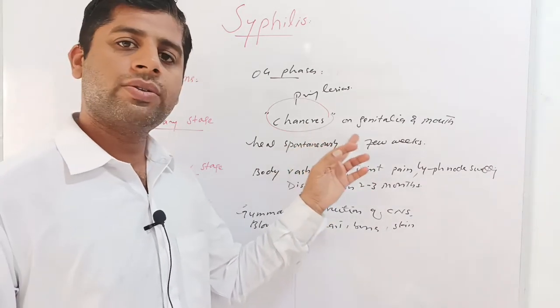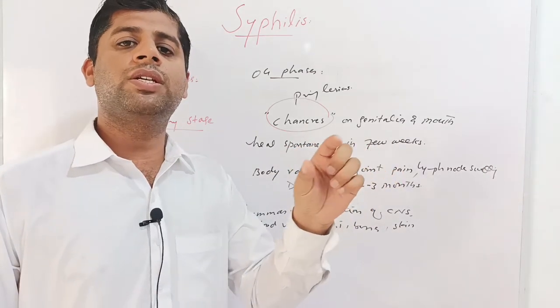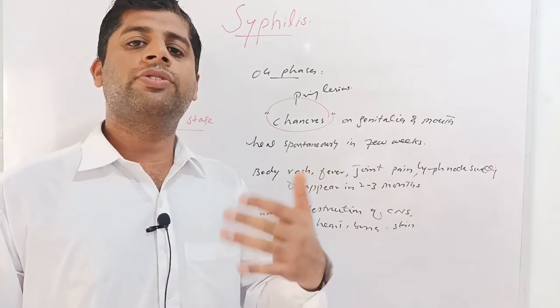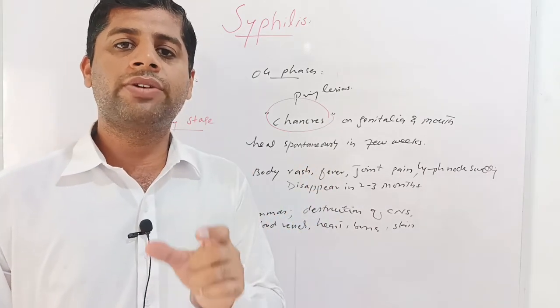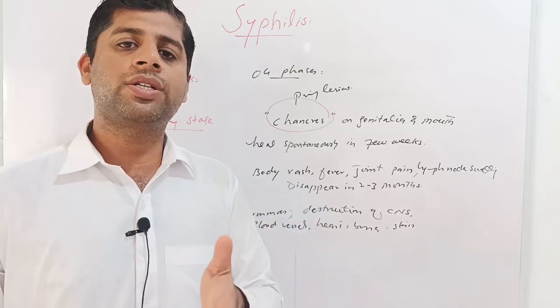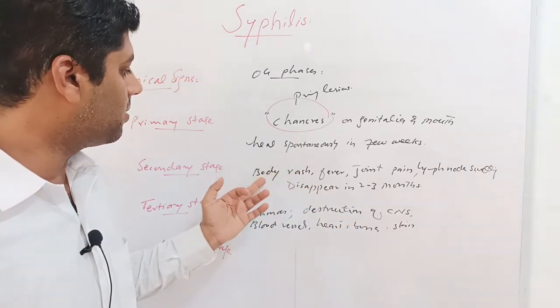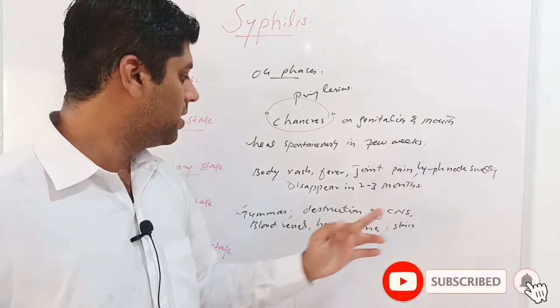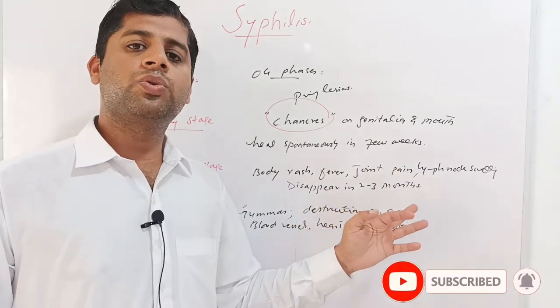These chancres last for a few weeks and heal spontaneously. They are converted into crusty layers, dry off and are shed from the body. In some cases, if the disease is left untreated, it converts to the secondary stage, in which signs appear like body rash, fever, joint pain and lymph node swelling. These lesions again disappear in 2 to 3 months.